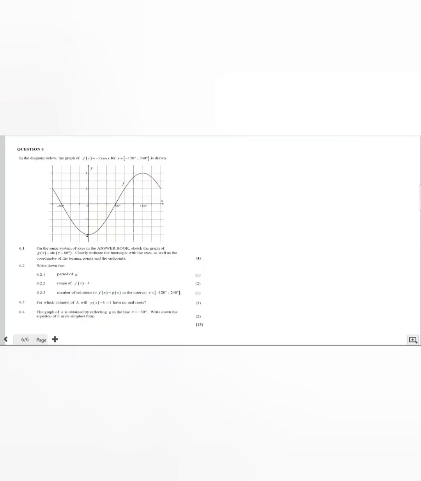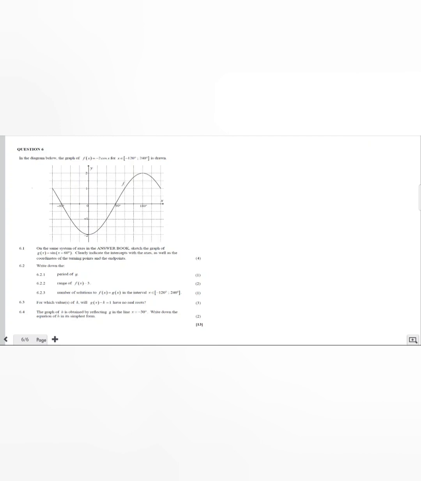Guys, question number 6. It's a trigonometric graph. Let's do this question. What is this question talking about? In this diagram below, the graph of f of x equals minus 2 cos x.